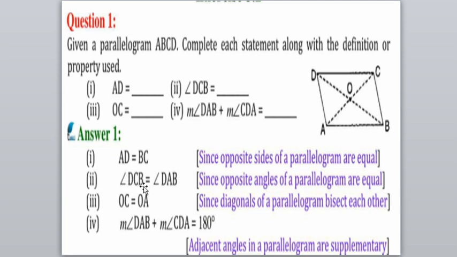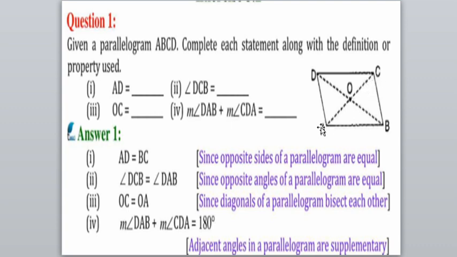Angle DCB is equal to angle DAB since opposite angles of a parallelogram are equal. So whatever we are writing here, those are the properties. Then next is given OC is equal to dash. So what is OC here?